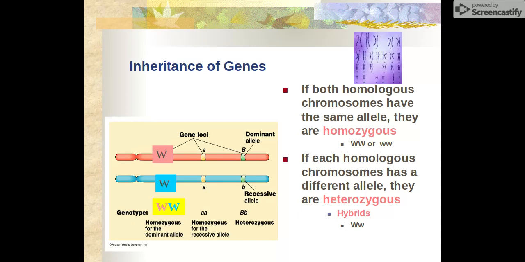And then you can also be heterozygous. The prefix hetero means different. Sometimes these are referred to as hybrids. What this means, if they're heterozygous, is their alleles are different. Okay, so in this case, they've got a dominant allele and a recessive allele.